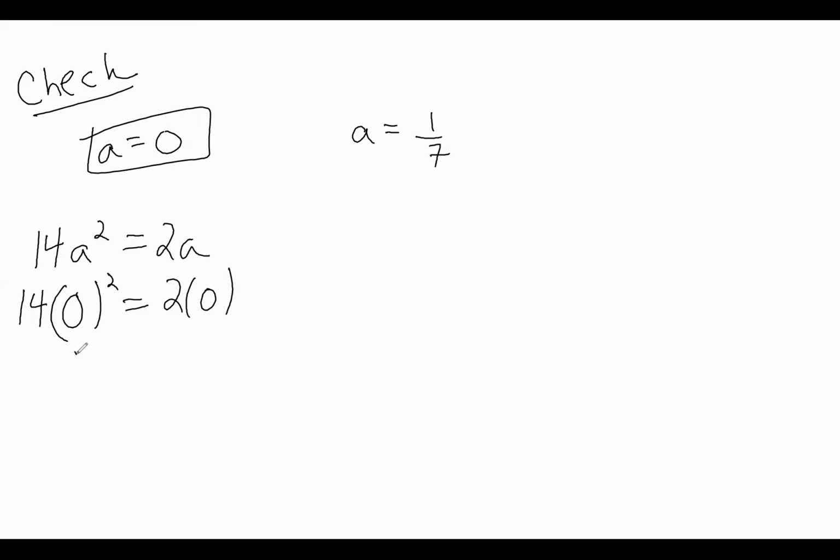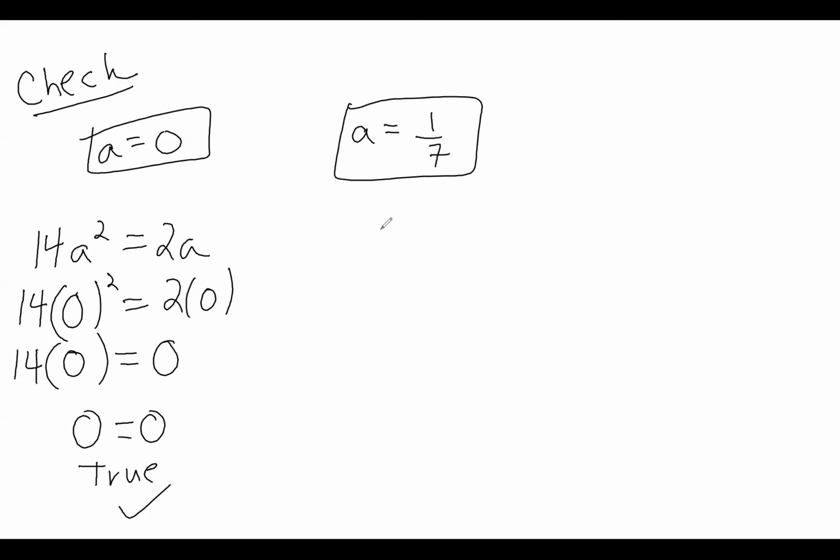0 squared is 0, and 14 times 0 is 0. On the right side, 2 times 0 is 0. So we're getting 0 equals 0. That is a true statement. So yes, that works. Let's try the same thing with 1/7. So once again, I'll write out the original equation, 14a squared equals 2a.